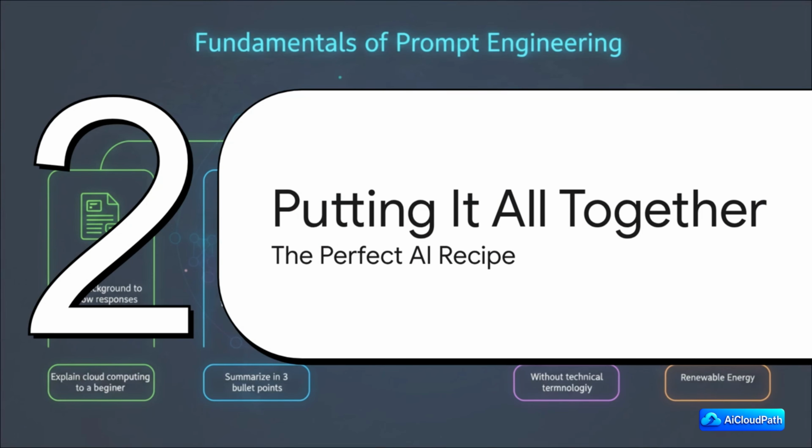So there you have it, our four pillars of prompt engineering. Now it's time to put it all together, because the real power here isn't just using one of these tricks. It's about combining them to craft that perfect AI recipe for whatever task you have in front of you.